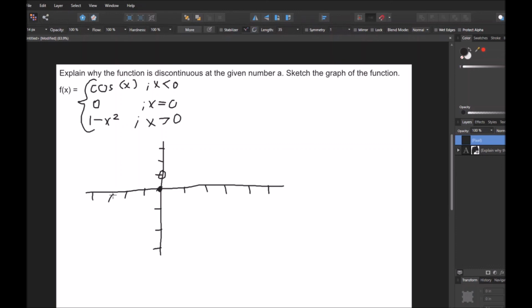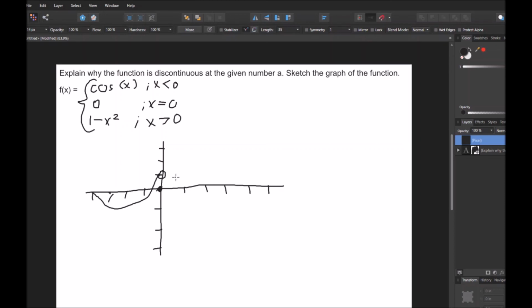And then as we get to -pi, which would be -3.14, so probably like right here-ish, it would start to get down to -1. So it would look something like this. That's a very rough sketch of cosine, but you get the point.